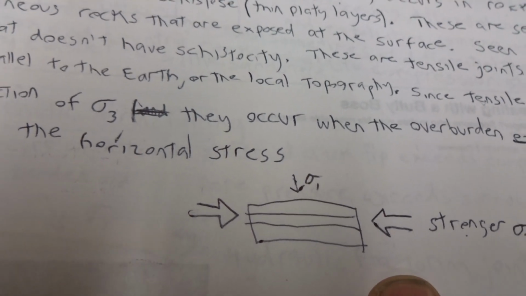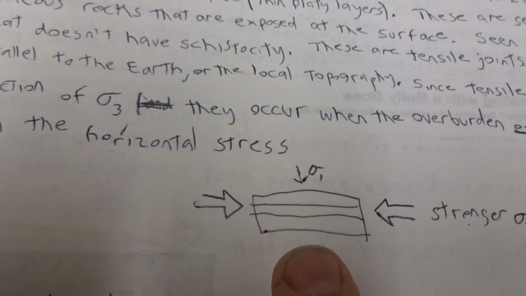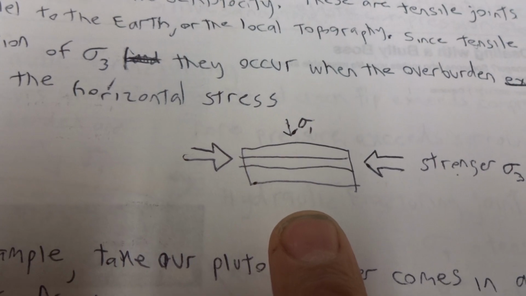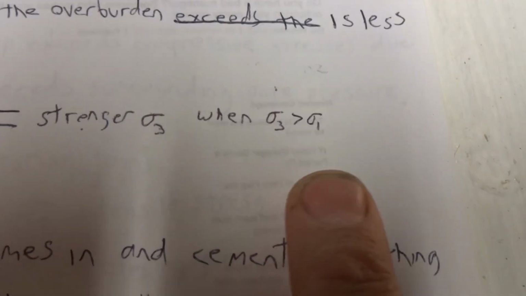Here we have the stronger sigma 3 with sigma 1 aimed downward. This is only when sigma 3 is greater than sigma 1. A backward situation. For example, take our pluton. Water comes in and cements everything together.